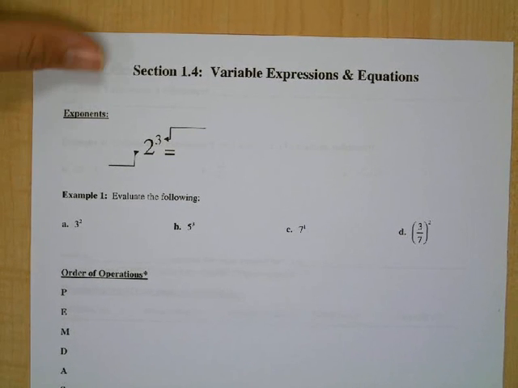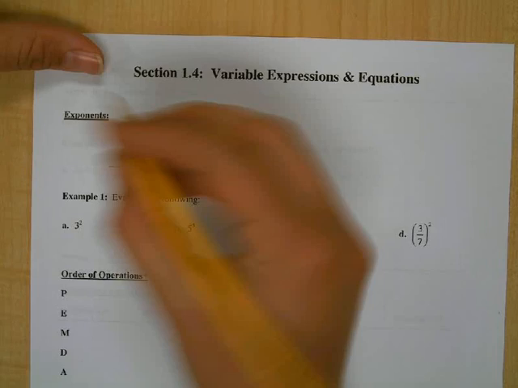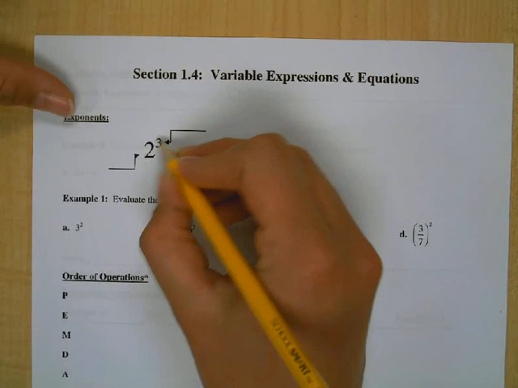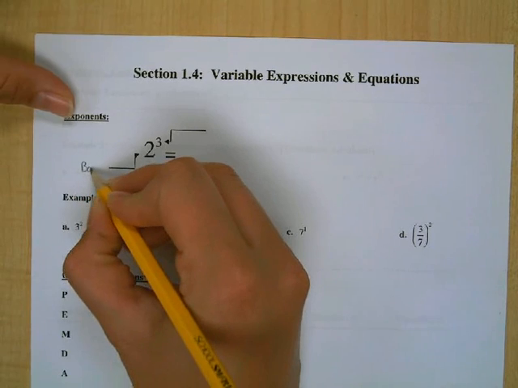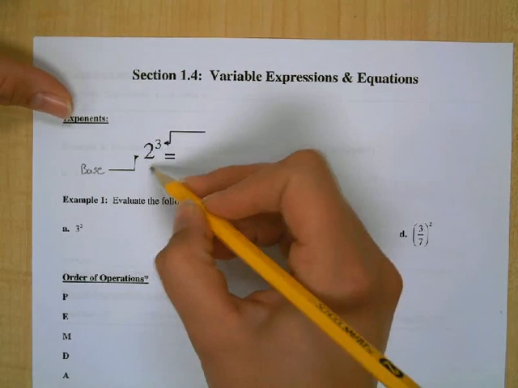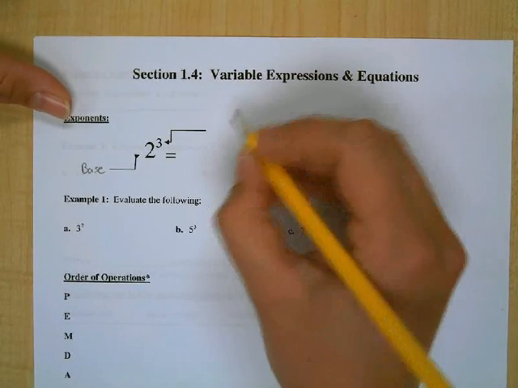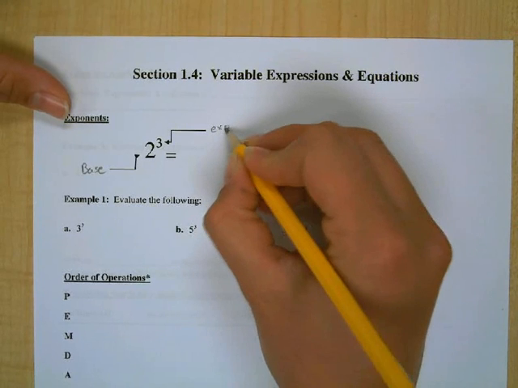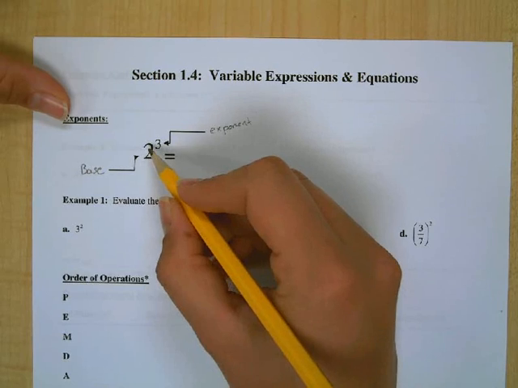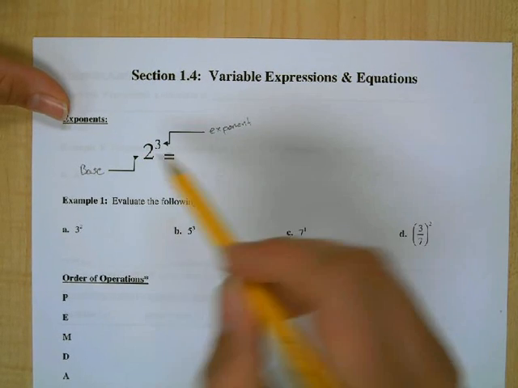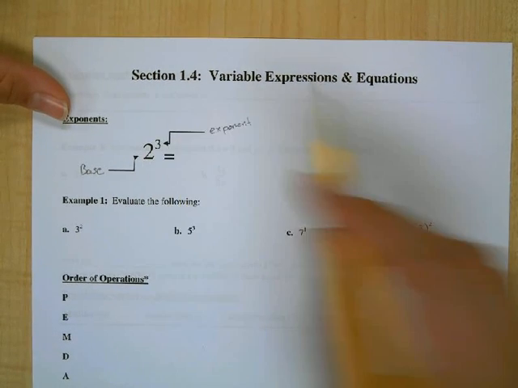Okay, so starting with exponents, we have two different pieces to an exponential expression here. We've got your base, which is the bigger number, and then you have, of course, the exponent. Most of us should know what an exponent is. A lot of us don't realize that this other part is called the base. That's going to come in very handy later on when we start looking at logarithms. Yes, we will do logarithms in this class.